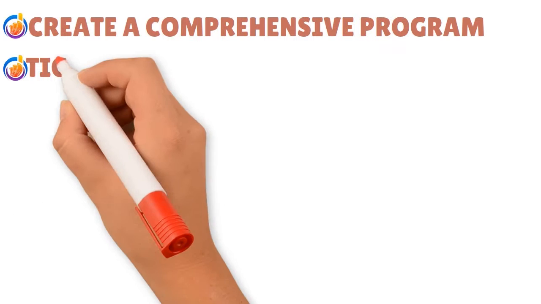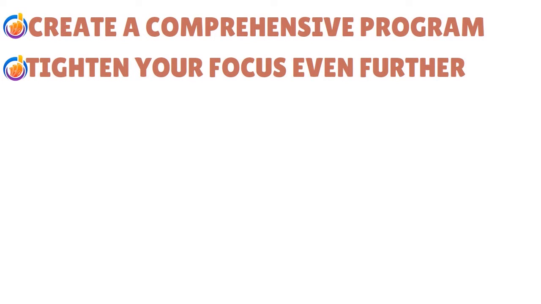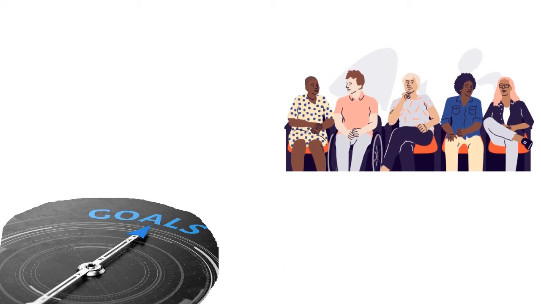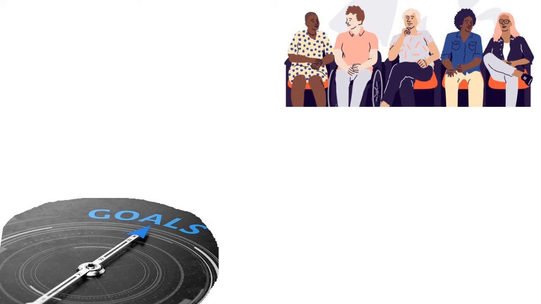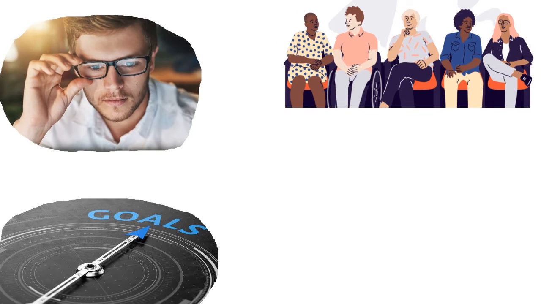The second thing you want to do here is tighten your focus even further. See, the thing is, now we want to get granular. So in the first phase, we were a little broader, right? We said, my goal is to appeal to a younger audience. This could be your goal in number one. Number two, you want to tighten your focus. You want to narrow your focus even further. You want to be granular.